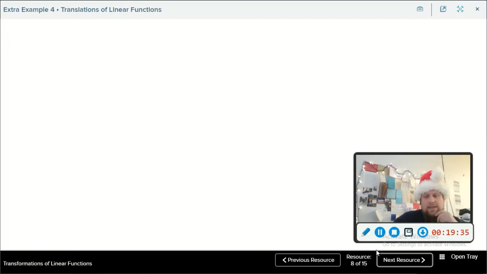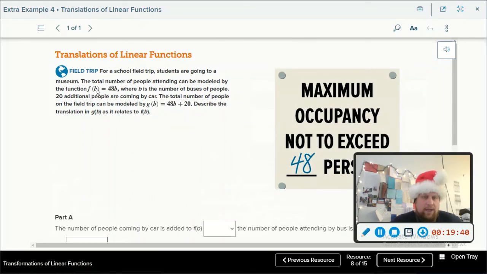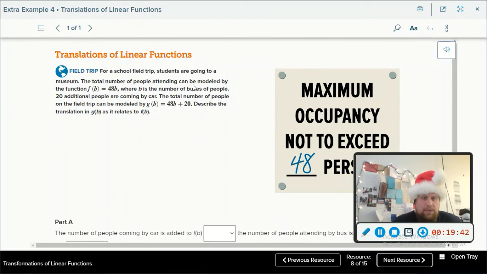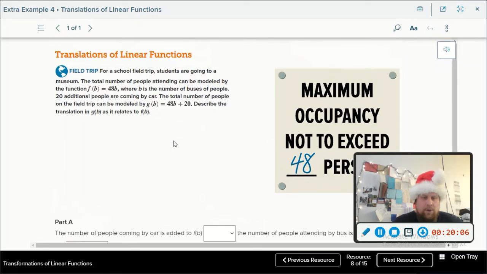And our last deal of the day is this right here. A museum with the total number of people attending can be modeled by the function f of b equals 48b, where b is the number of buses of people. 20 additional people are coming by car. The total number of people on the field trip can be modeled by g of b equals 48b plus 20. Right off the bat, is that grouped? Nope, that is not grouped. There's no parentheses. So that is a plus 20. That means it's a vertical change, and it's going up.